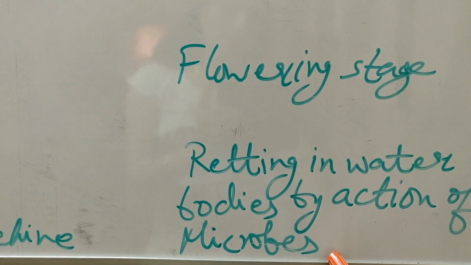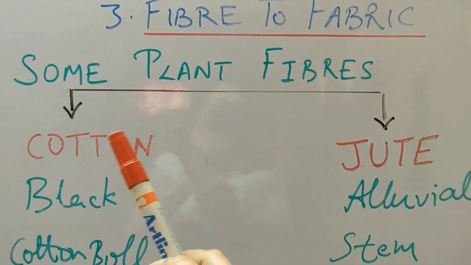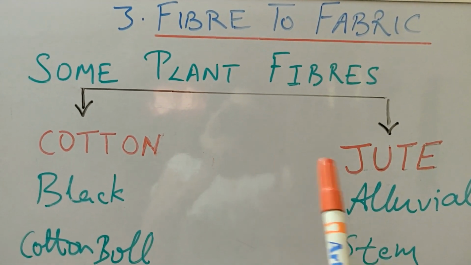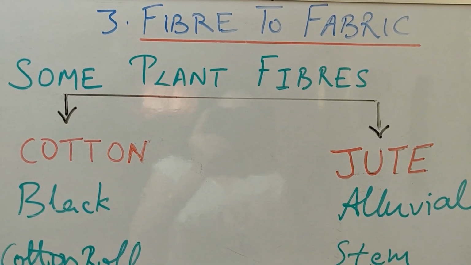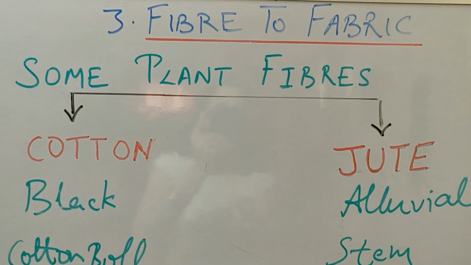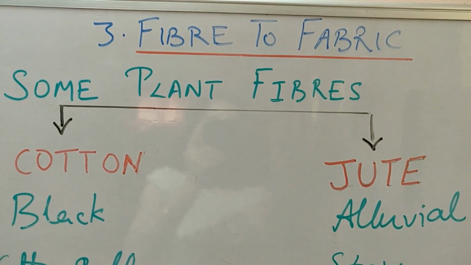Okay, students, so I hope you have clearly understood these two plant fibers, that is cotton and jute. You have understood their differences, from where they are obtained, what sources are used, and all this is very clear to you. So now let's come to today's task, what you have to do.